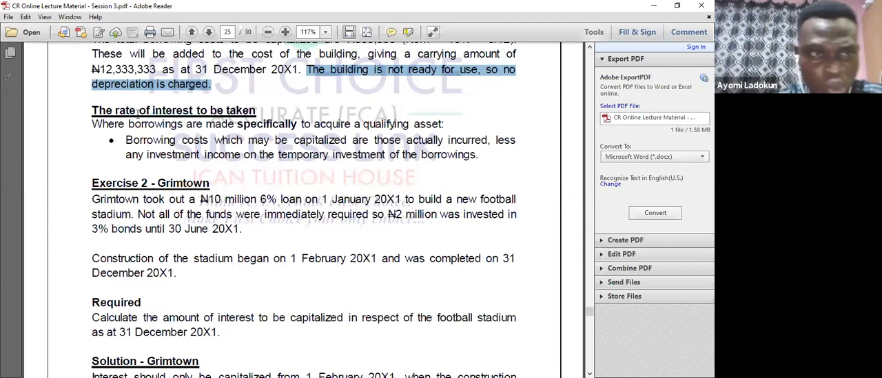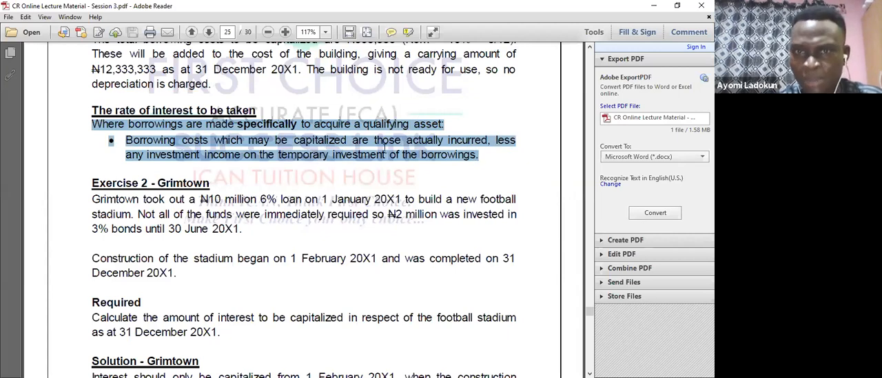So that's what this is saying: where borrowing costs are made specifically to acquire a qualifying asset, the borrowing costs that may be capitalized are those actually incurred, less any investment income on the temporary investment of those funds.